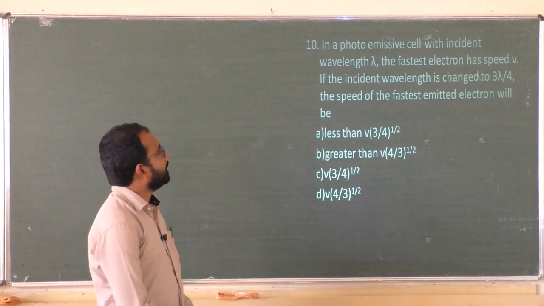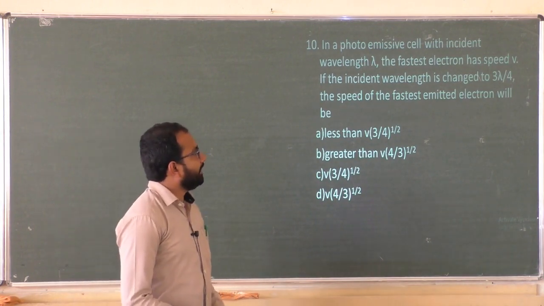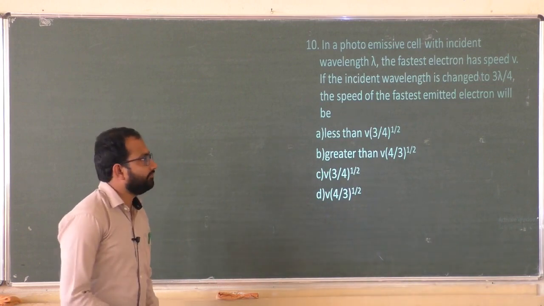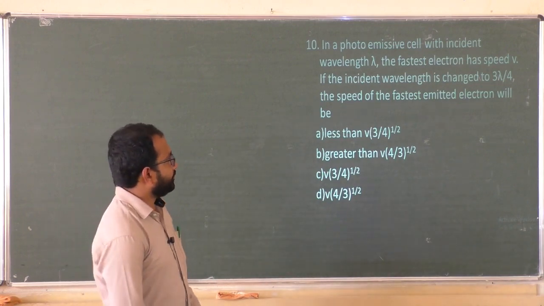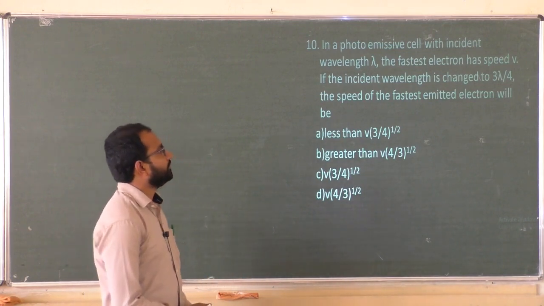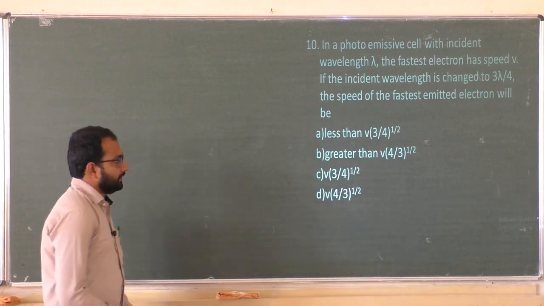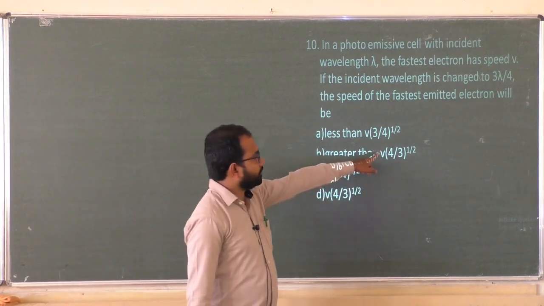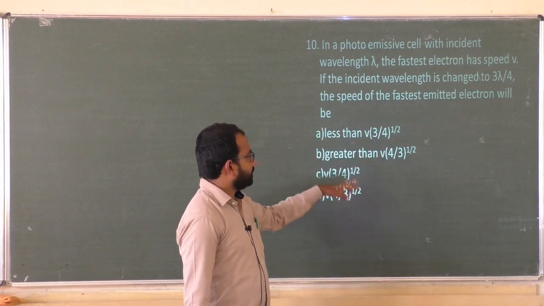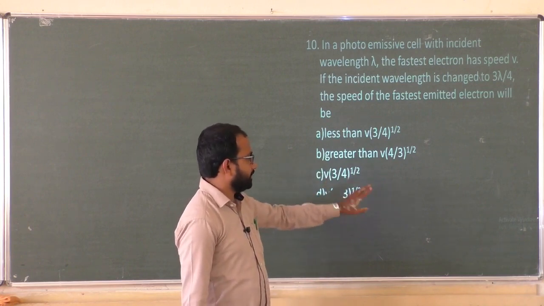See the question. In a photoemissive cell with the incident wavelength lambda, the fastest electron has the speed v. If the incident wavelength is changed to 3 lambda by 4, the speed of the fastest emitted electron will be: less than v into (3 by 4) to the power half, or greater than that, or equal to v into (3 by 4) to the power half, or equal to v into (4 by 3) to the power half.